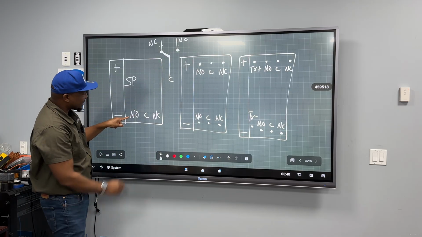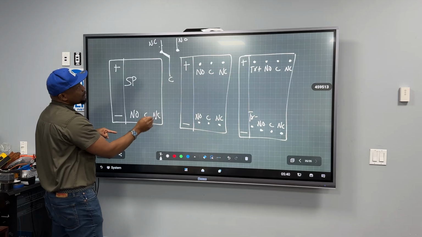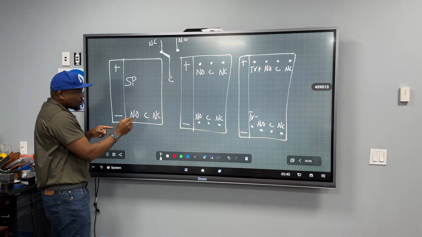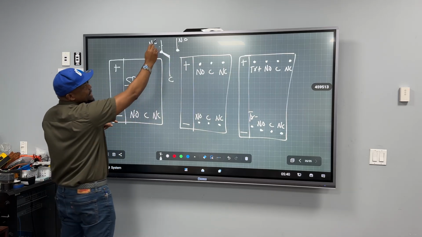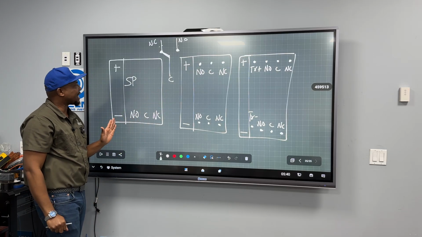So we call this the same thing here. We have a common, which is here. We have the normally closed, which is here. We have the normally open, which is here. So this that we're looking at here means this, and that is a single pole double throw. That's just what it is.